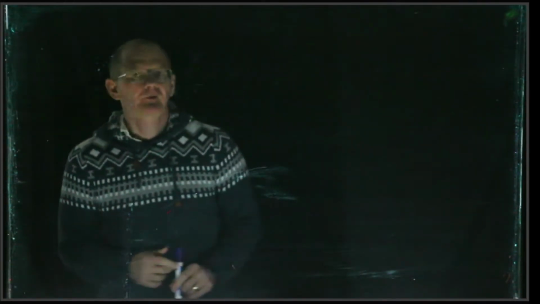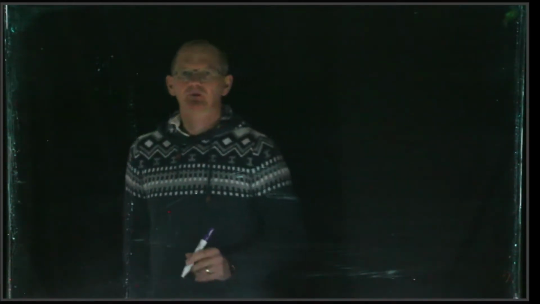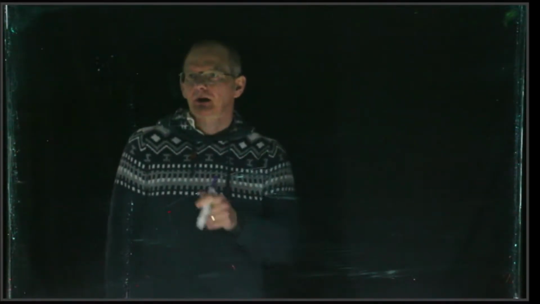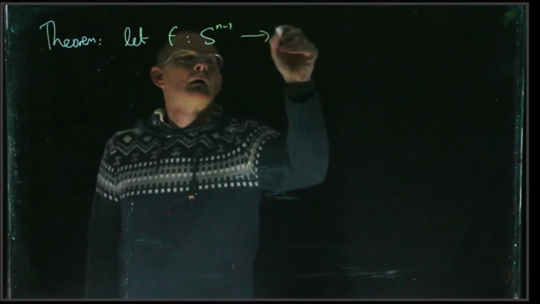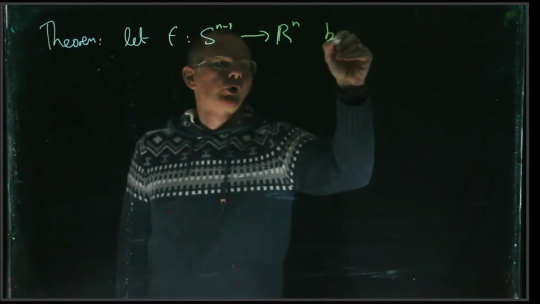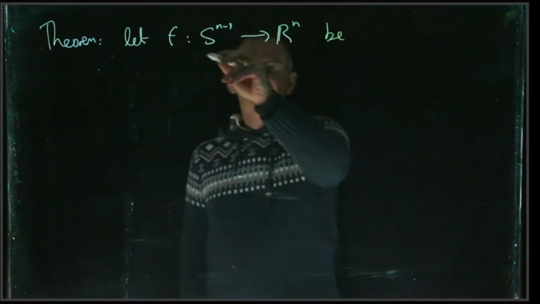Okay, so we proved a theorem about removing spheres from spheres, but now we want to discuss an application where we remove spheres from a Euclidean space instead. So the theorem is like this. A continuous injective map.